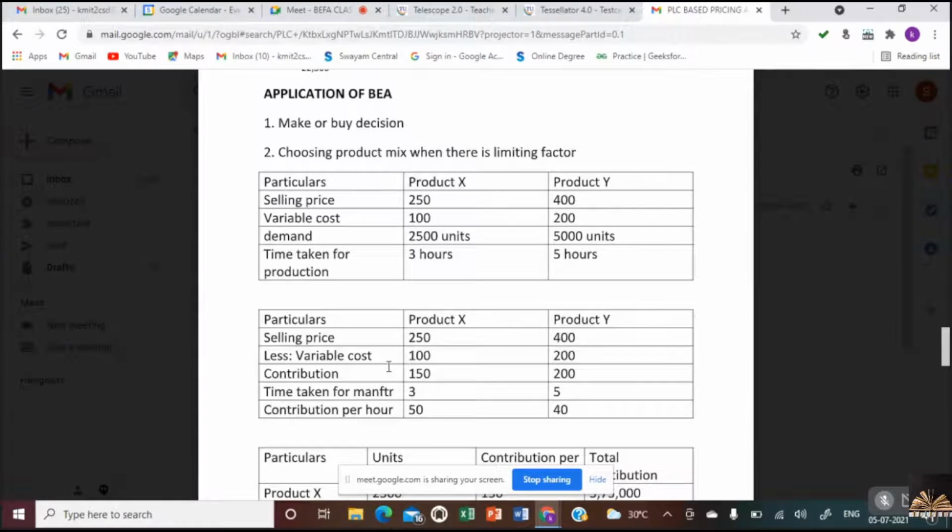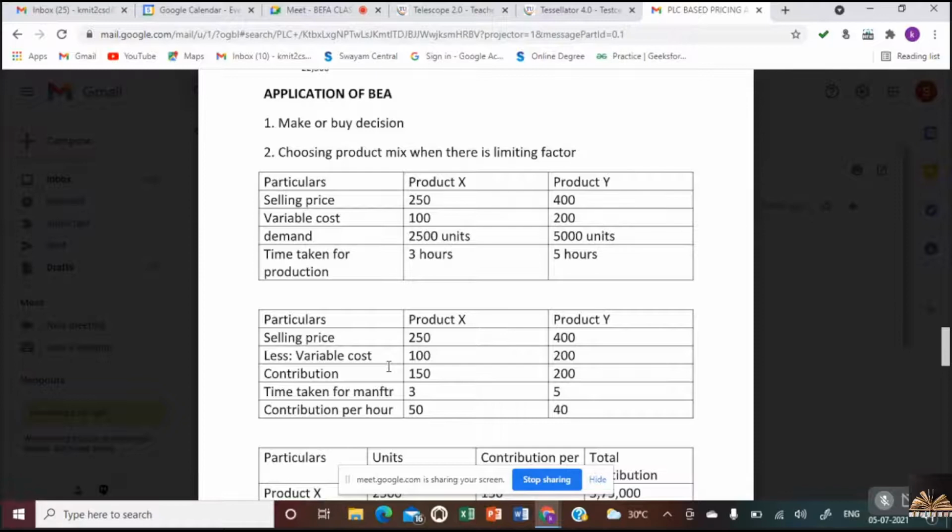The first part is the question details, particulars, product X and product Y. Product X selling price is 250, variable cost 100, and demand for it is 2,500 units. Time taken for production is 3 hours. And product Y, 400 is the selling price, 200 is the variable cost, demand is 5,000 units, and time taken to manufacture each unit is 5 hours per unit.